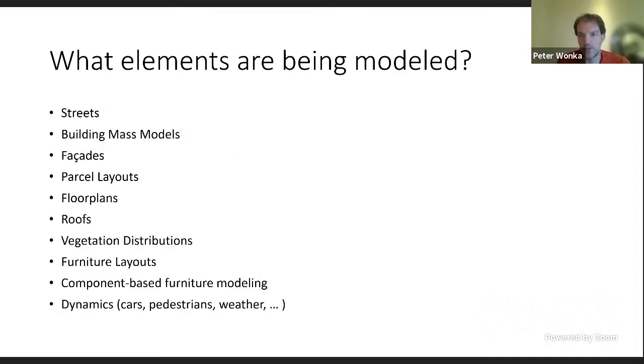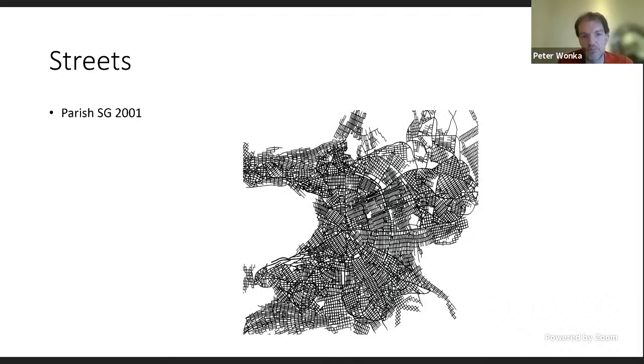First question is, if we talk about urban modeling, what elements are we interested in modeling? And there's a long list of possible elements that people in my group and also in other groups have tackled. We'll also emphasize examples, just examples from earlier papers.